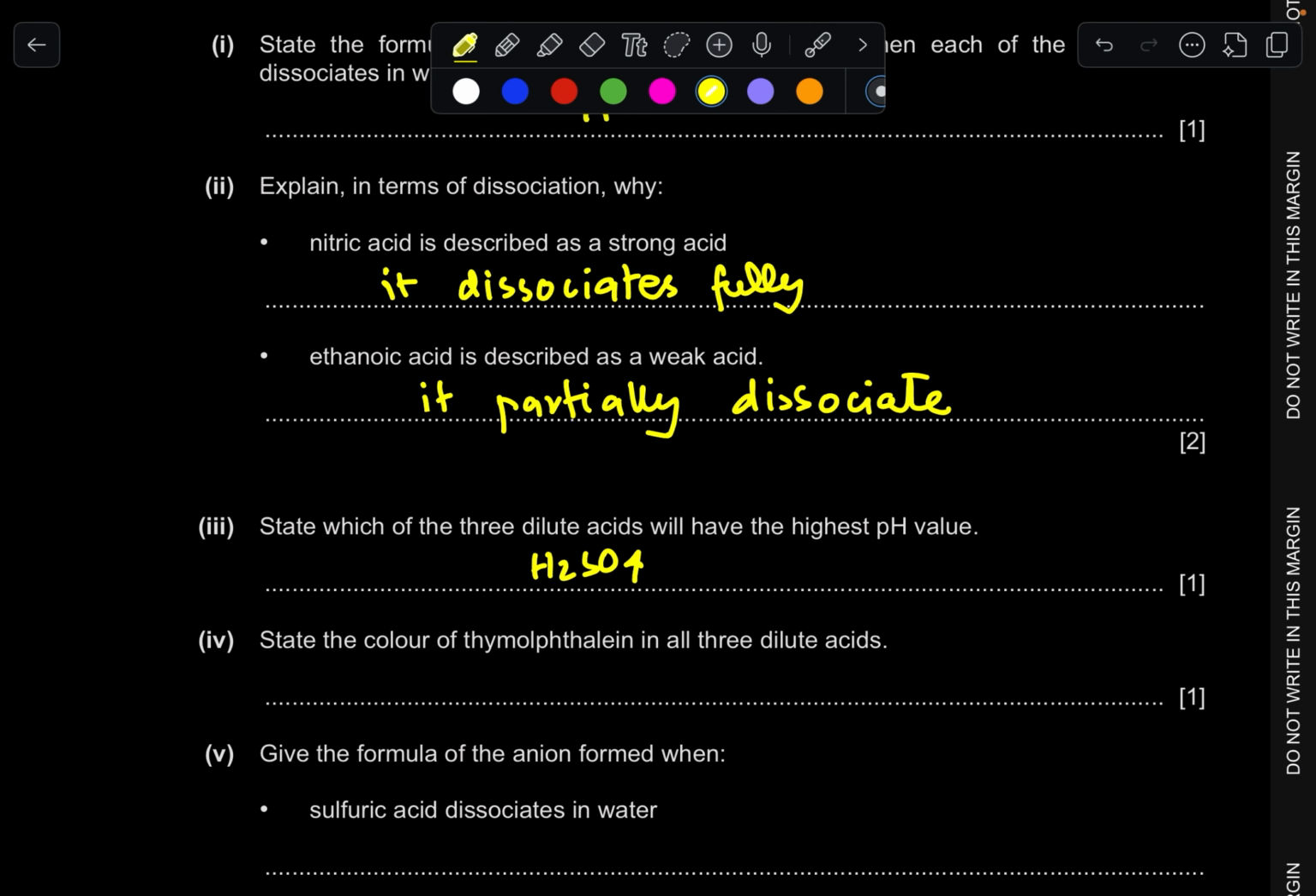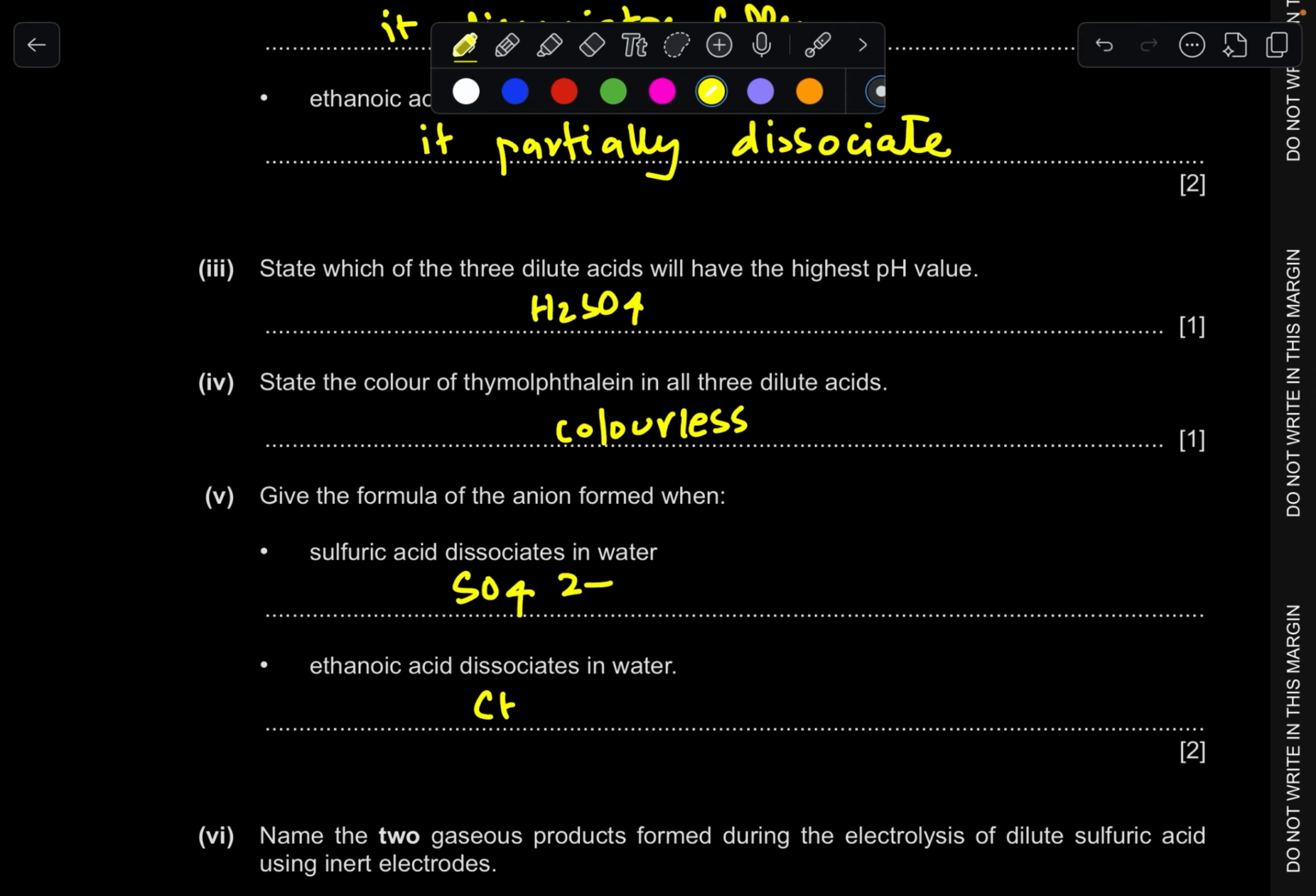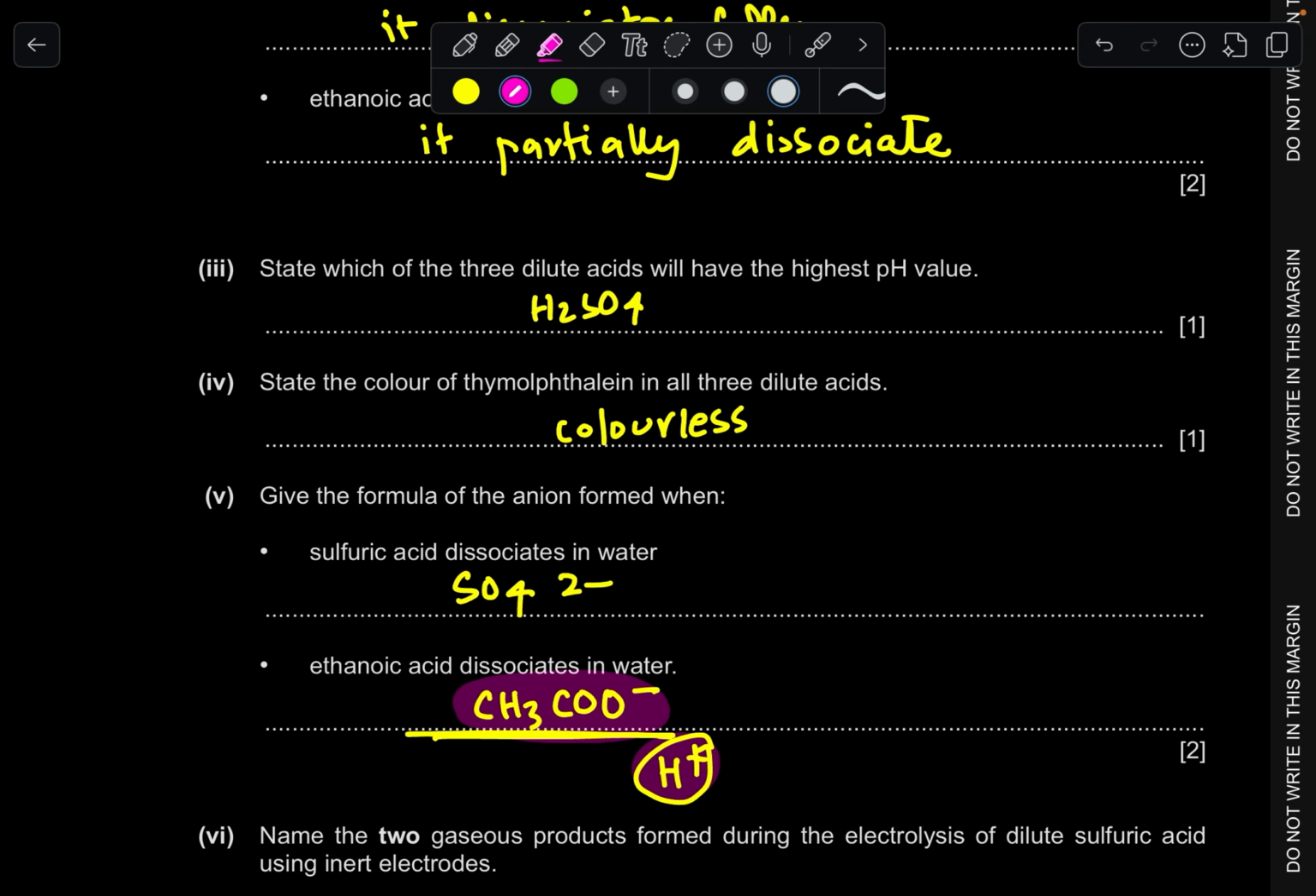State the color of thymolphthalein in all 3 dilute acids. Thymolphthalein is colorless in acids and blue in alkali, so it's going to be colorless. Give the formula of the anion formed when sulfuric acid dissociates in water. Sulfate ion, because it's sulfuric acid. When ethanoic acid dissociates in water, you get CH3COO negative, because the H plus goes and the ethanoate part is left. That's the formula of an ethanoate ion. It is initially with the H plus ion, but the H plus dissociates, so you're only left with your ethanoate.